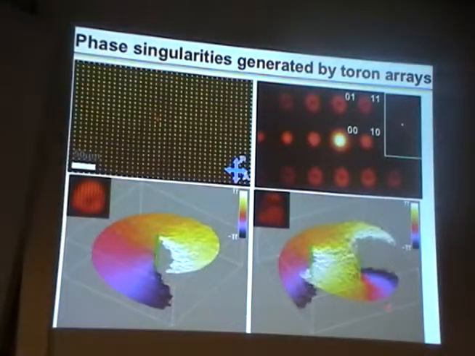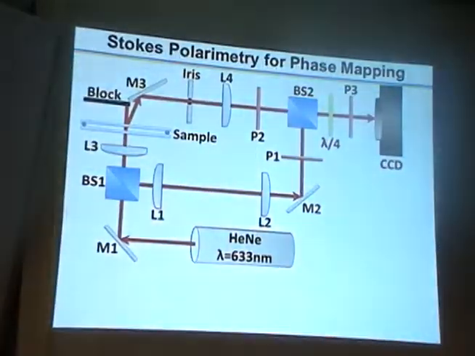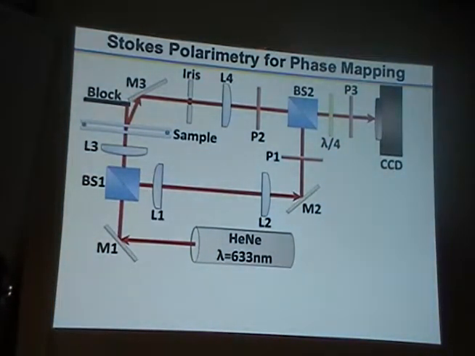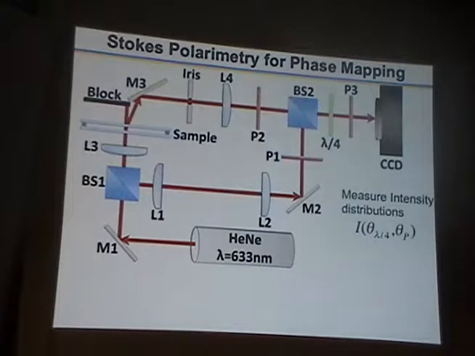So in order to be able to study the phase profiles like the ones you see in here, we used the Stokes polarimetry setup that you can see presented in here, where a helium laser beam is split into two, and only one of them goes through the sample, but then the two are recombined, and by rotating the polarizer and also the quarter wave plates in here, we can study intensity patterns here using a CCD camera detector.